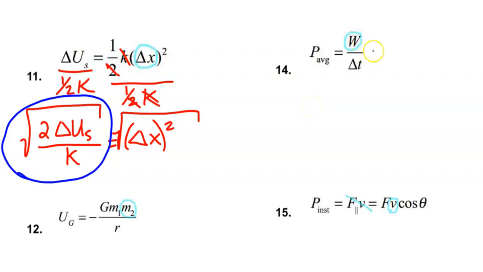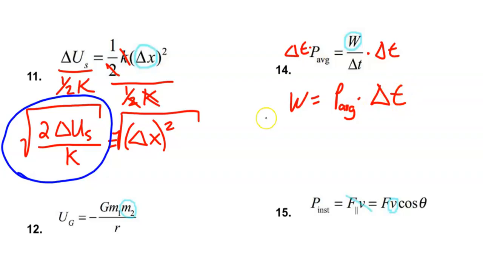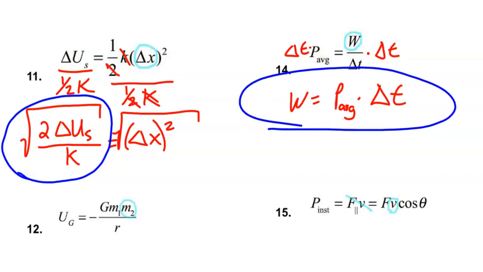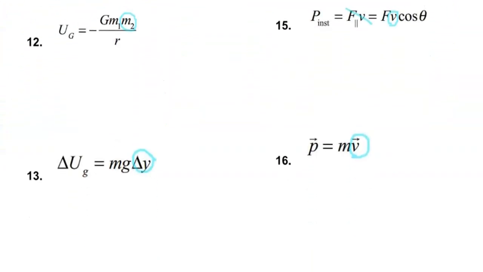Let's look at this one. So multiply both sides by delta t. And that's it. W equals average power times delta t. That was easy. Physics can be hard, but it doesn't always have to be hard.